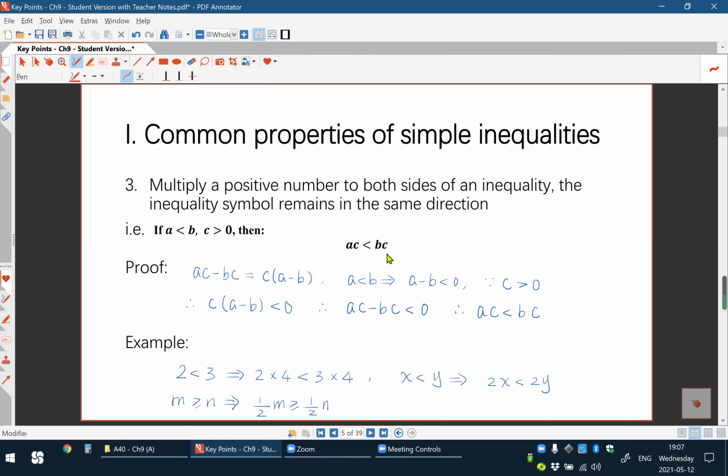Okay, how do we prove this? We can start from AC subtracted by BC, right? We can start from here.